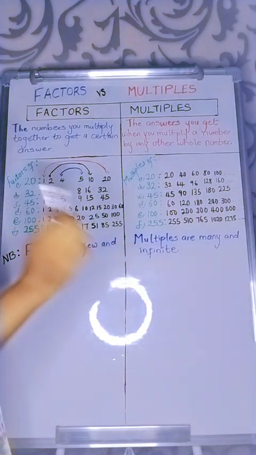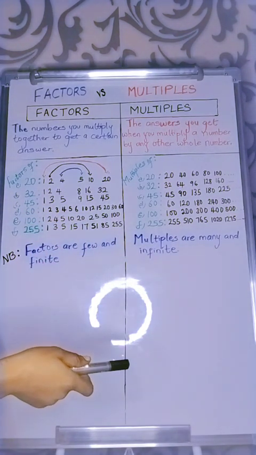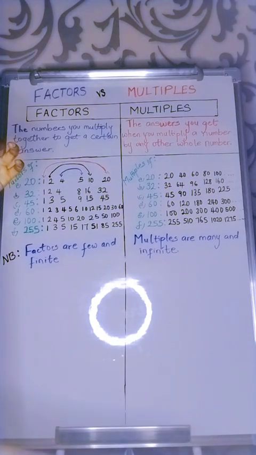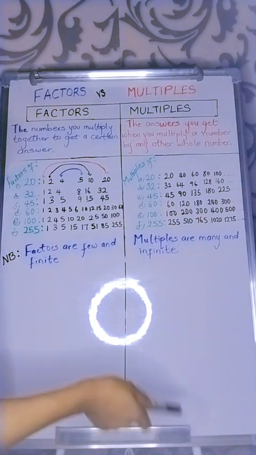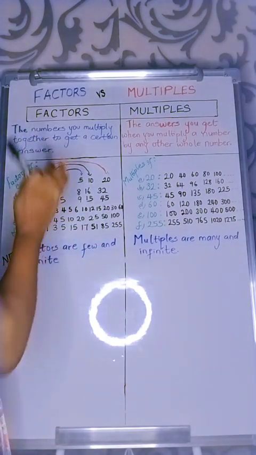Example, you have 15 as a number. What are the factors of 15? 5 times 3. When you multiply 5 by 3, what do you have? 15. So 5 and 3 are factors of 15. These are what we call factors.